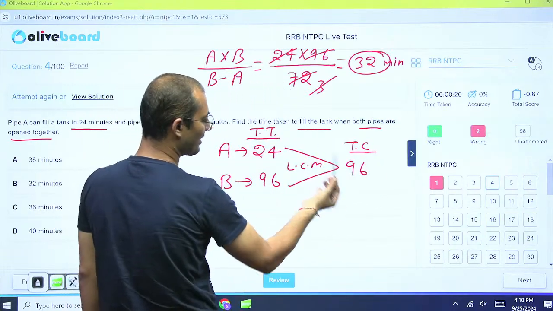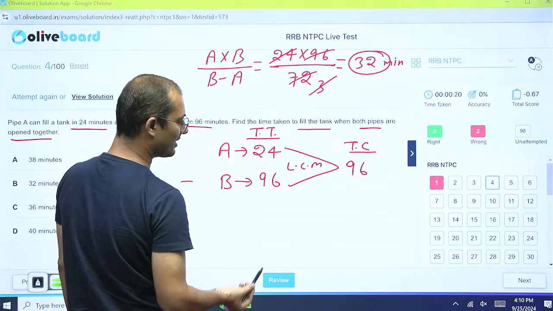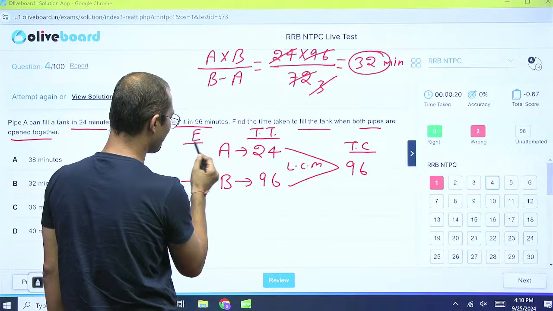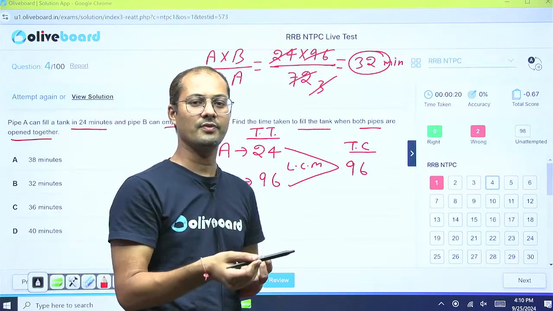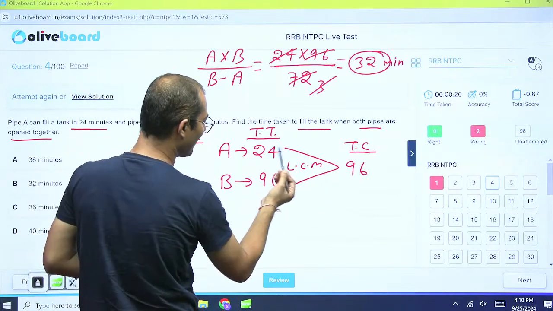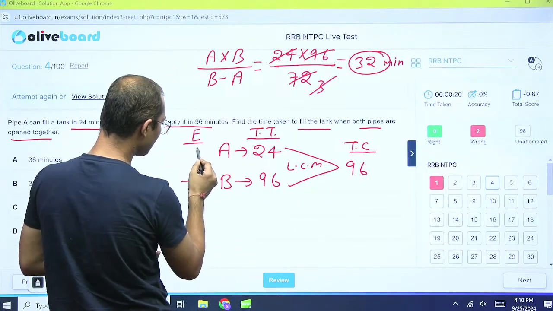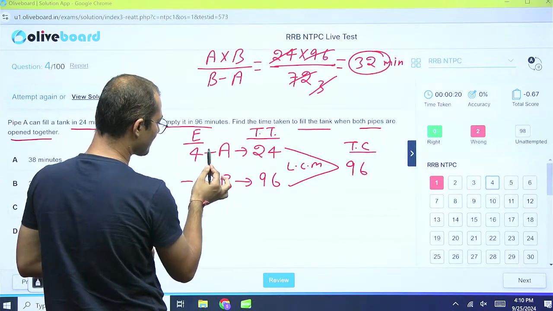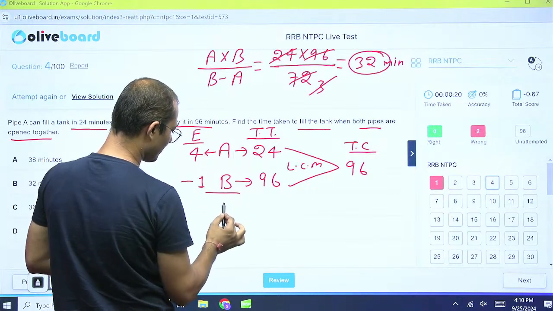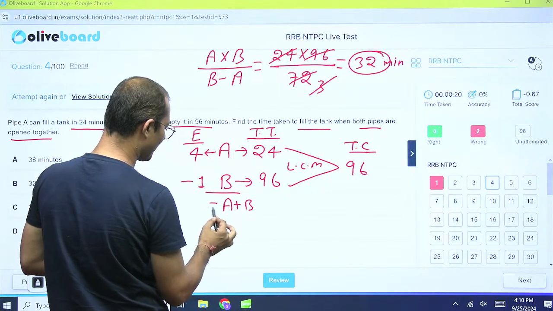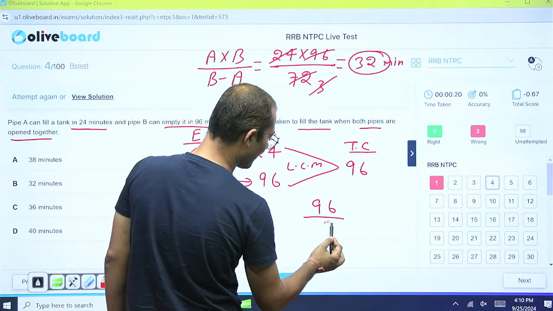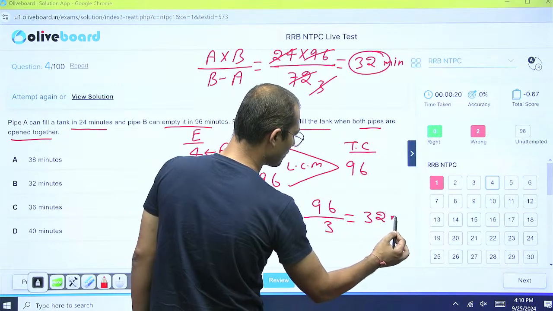If the capacity of the tank is 96 liter units and it can be filled by a pipe in 24 minutes, then what would be the efficiency? Efficiency is the work done in a unit of time, or we can say water filled or emptied in 1 unit of time, right? So 96 divided by 24, we get 4. So the efficiency of pipe A is 4, and 96 divided by 96, so the efficiency of pipe B will be -1. If we open both pipes together, the combined efficiency will be 3. So what will be the time? 96 divided by 3, so the answer will be 32 minutes, right?